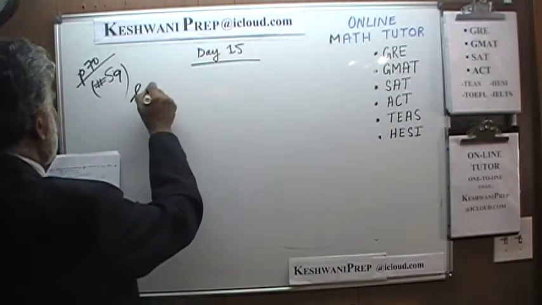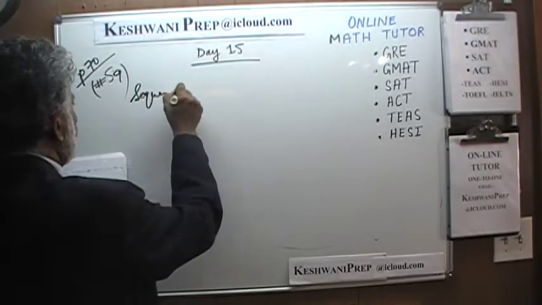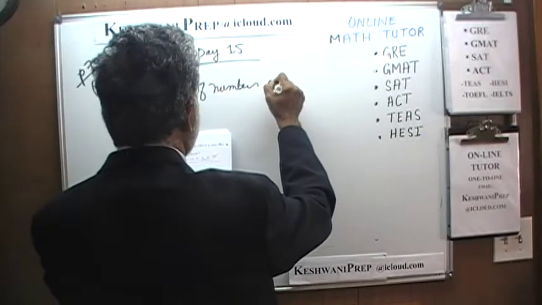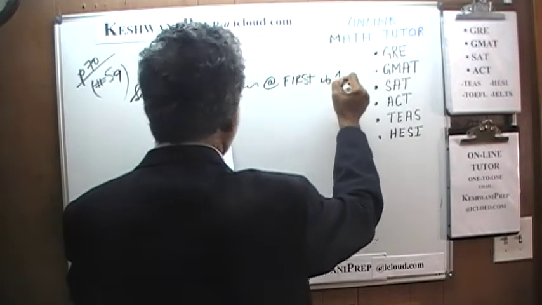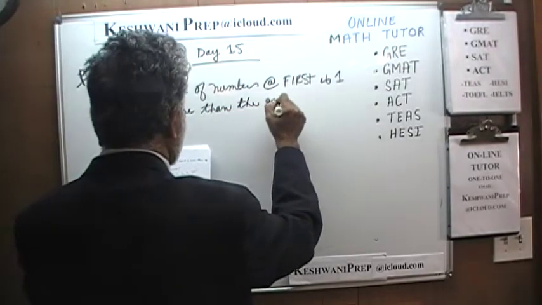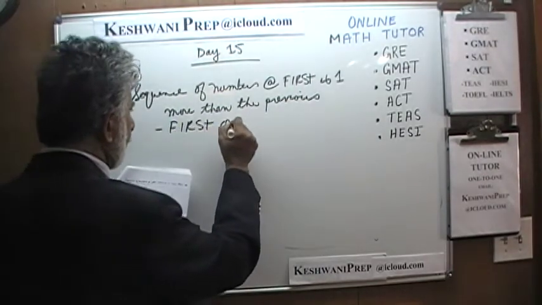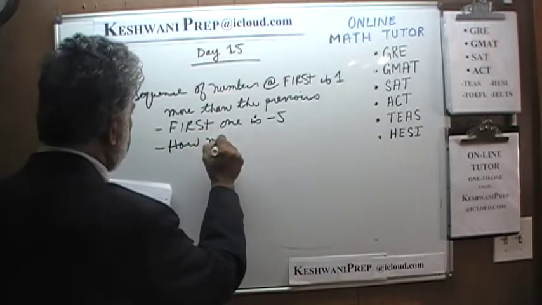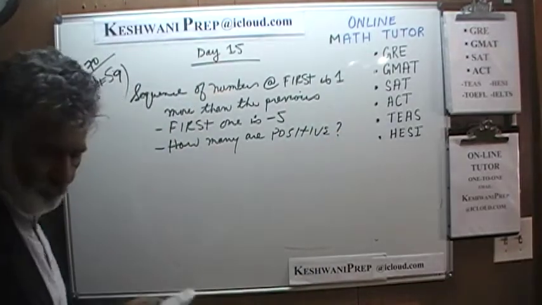It says the sequence of numbers, after the first, is one more than the previous one. They just go up by one. We're also told that the first one is negative 5. Question simply is, how many are positive?